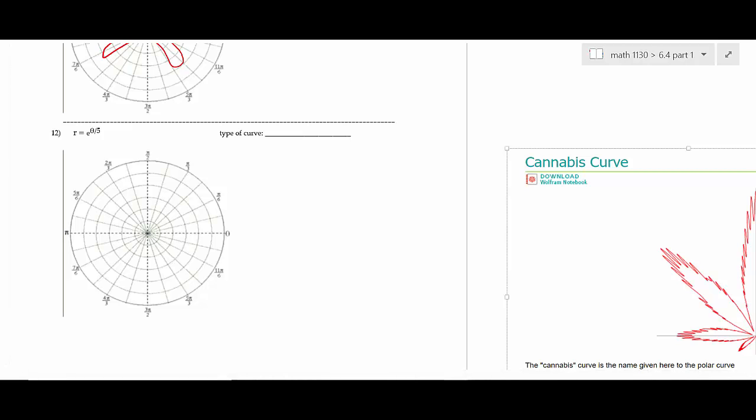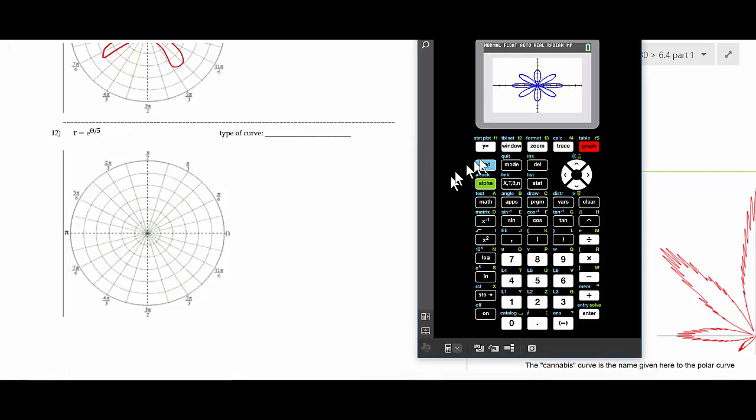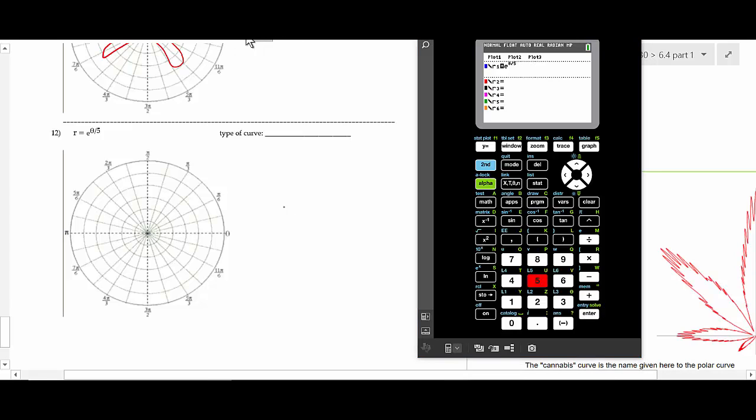This one we're going to have to adjust our window on, just to show you how this one goes. So you put in e, and then you want to put in theta over 5. If you have an older calculator, like an 83 plus, you may have to put it in like e raised to the theta over 5 in parentheses. The older calculators don't do that superscript, so you have to put it in like that.